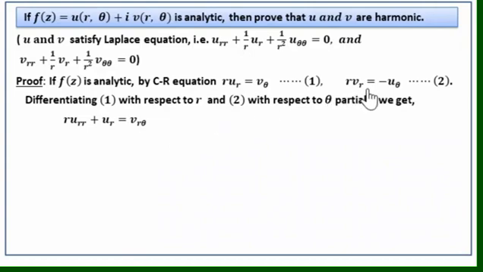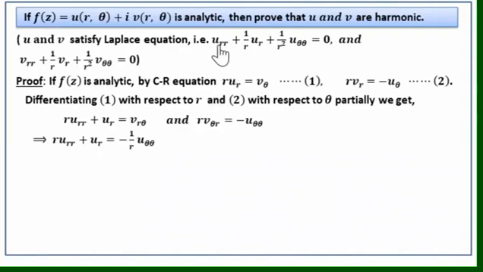Similarly, the second equation, differentiate with respect to theta now, keeping r constant. r into dou by dou theta of vr, or r v theta r, equals minus the right-hand side dou by dou theta of u theta, or u theta theta. Now note this: v r theta is the same as v theta r, these two partial derivatives are equal. So we can write r urr plus ur equals v r theta, which is equal to v theta r, equals 1 by r times minus u theta theta. So r urr plus ur equal to minus 1 by r u theta theta.